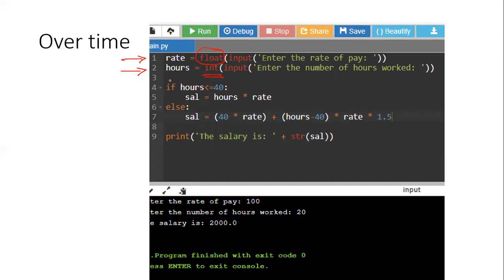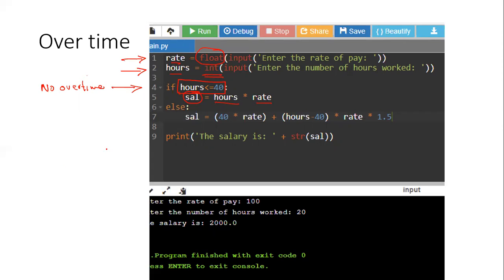So my first check is if the hours are less than or equal to 40. In this category where the hours are less than or equal to 40, this means that there is no overtime. So if there is no overtime, the salary is simply the number of hours that I've input times the rate that I've also input, and I get the salary. So that's the easy case to work out.